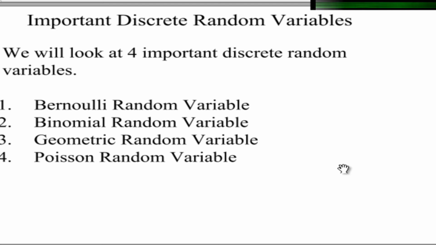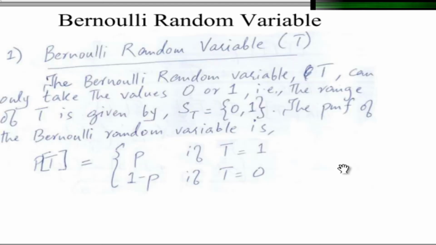So let's discuss the Bernoulli random variable. As I have told you, the Bernoulli random variable T can only take the value 0 or 1. 0 can be a failure and 1 can be a success. The sample space of this random variable can be S of T equal to {0, 1}. It will consist of just two events, 0 and 1. 0 is a failure and 1 is a success.